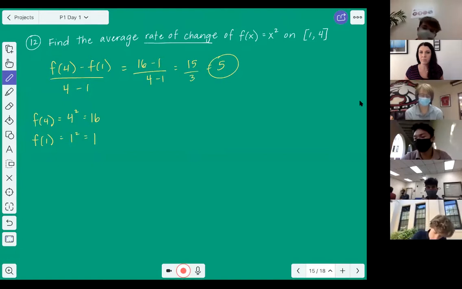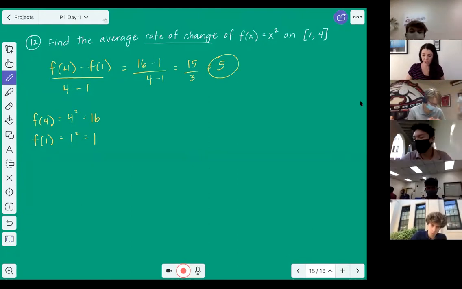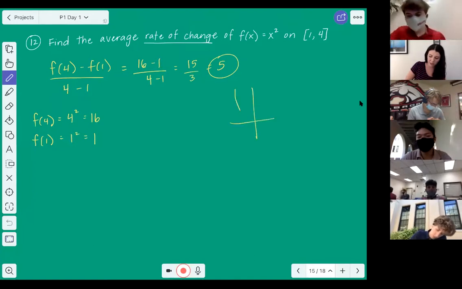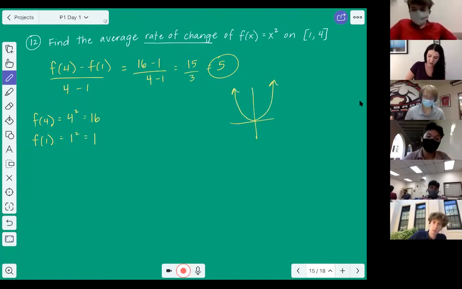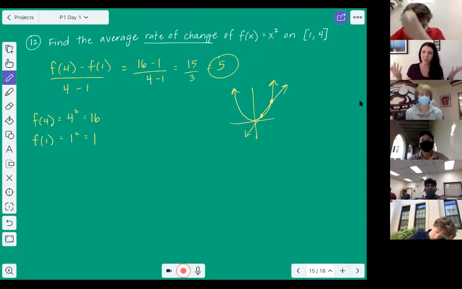The average rate of change, or the average slope of the secant line between those points on the interval 1 to 4. Perfect. So I've got x squared, like a parabola, something like this. Between this point and this point, we'll call that 1 and 4, we found that we have a slope of 5.